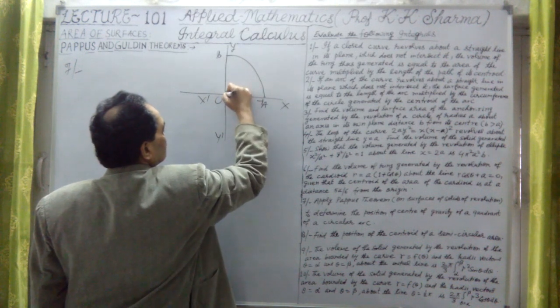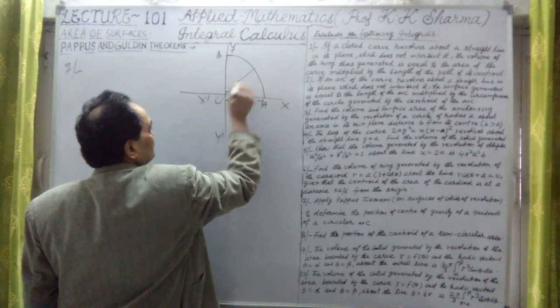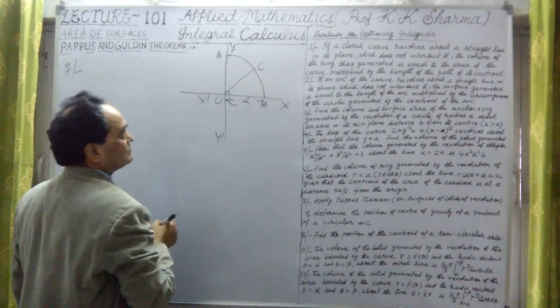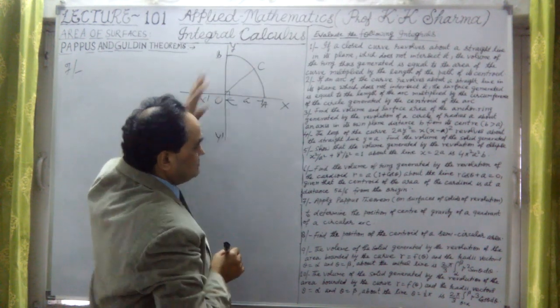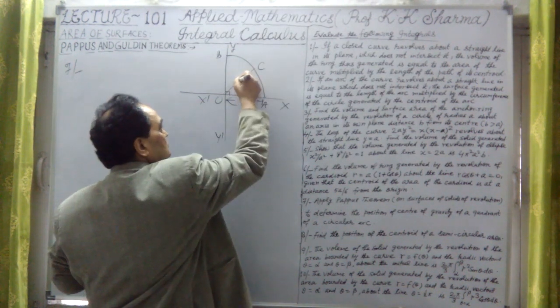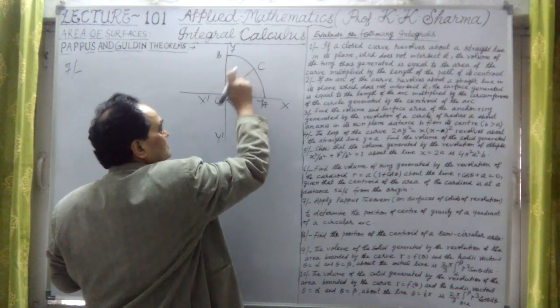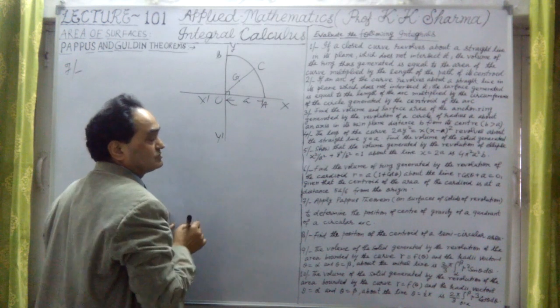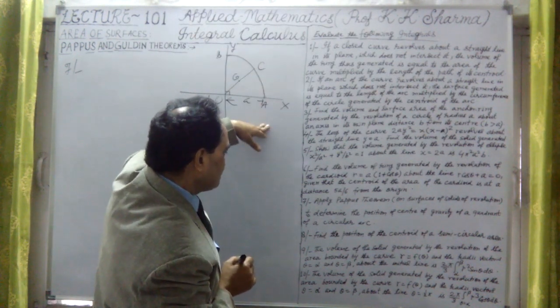Now let me take point C here on the line AB, and this is OC. The centroid of this will lie on the line OC. Why? Because line OC is the line of symmetry of this quadrant of the circle.